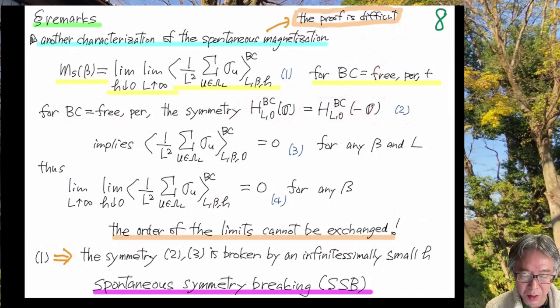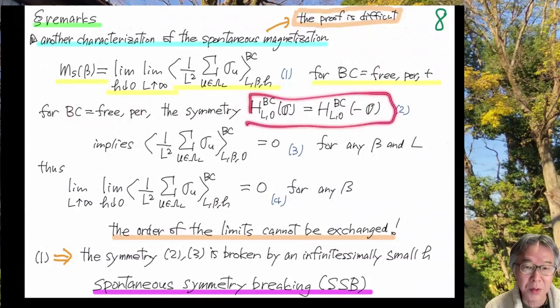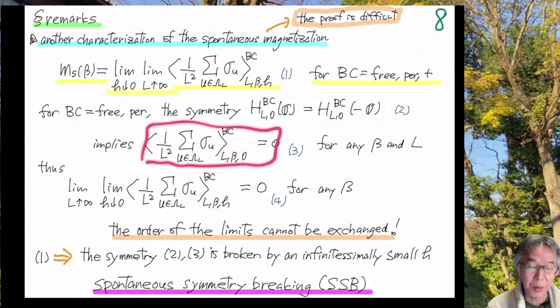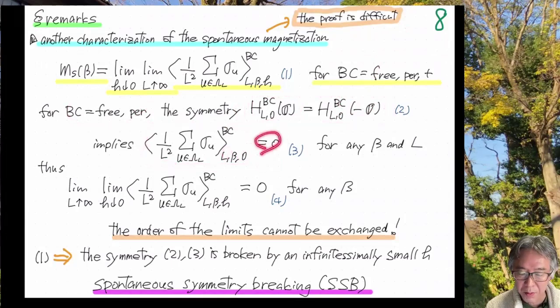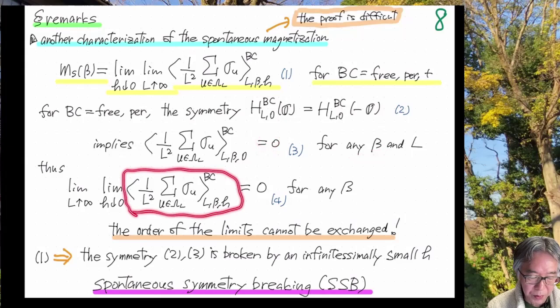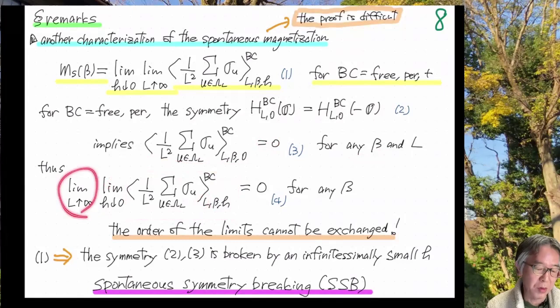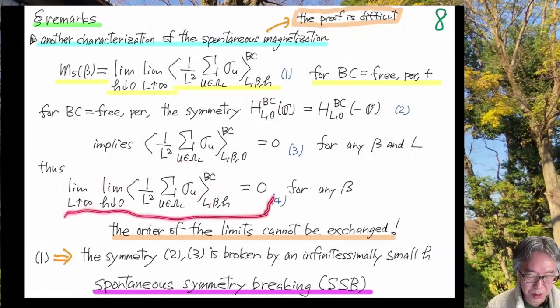Okay, and when you don't have any magnetic field, and if you have free or periodic boundary condition, the Hamiltonian satisfies this. And by using this symmetry, you can easily prove that when magnetic field is 0 and L is finite, this expectation value of the magnetization density is always 0 for any beta. Okay, this means that since this thing for finite L is continuous in H, this limit with finite L is equal to this, and it's 0. Then whatever you do, it's still 0. So you find that this limit is 0.